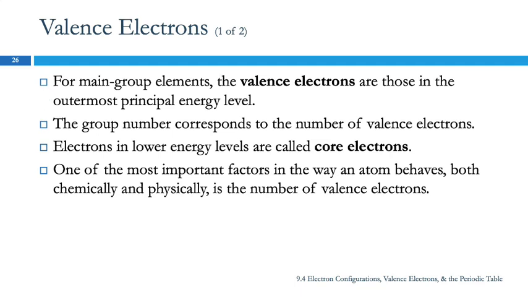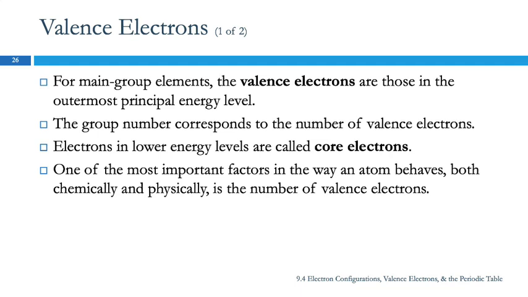So these are the 1A, 2A, 3A group numbers, the black ones up there. If I look at nitrogen, nitrogen is in group 5A. Nitrogen has 5 valence electrons. If I look at fluorine, fluorine's in group 7A, 7 valence electrons. If I look at selenium, selenium's in group 6A. How many valence electrons? 6.